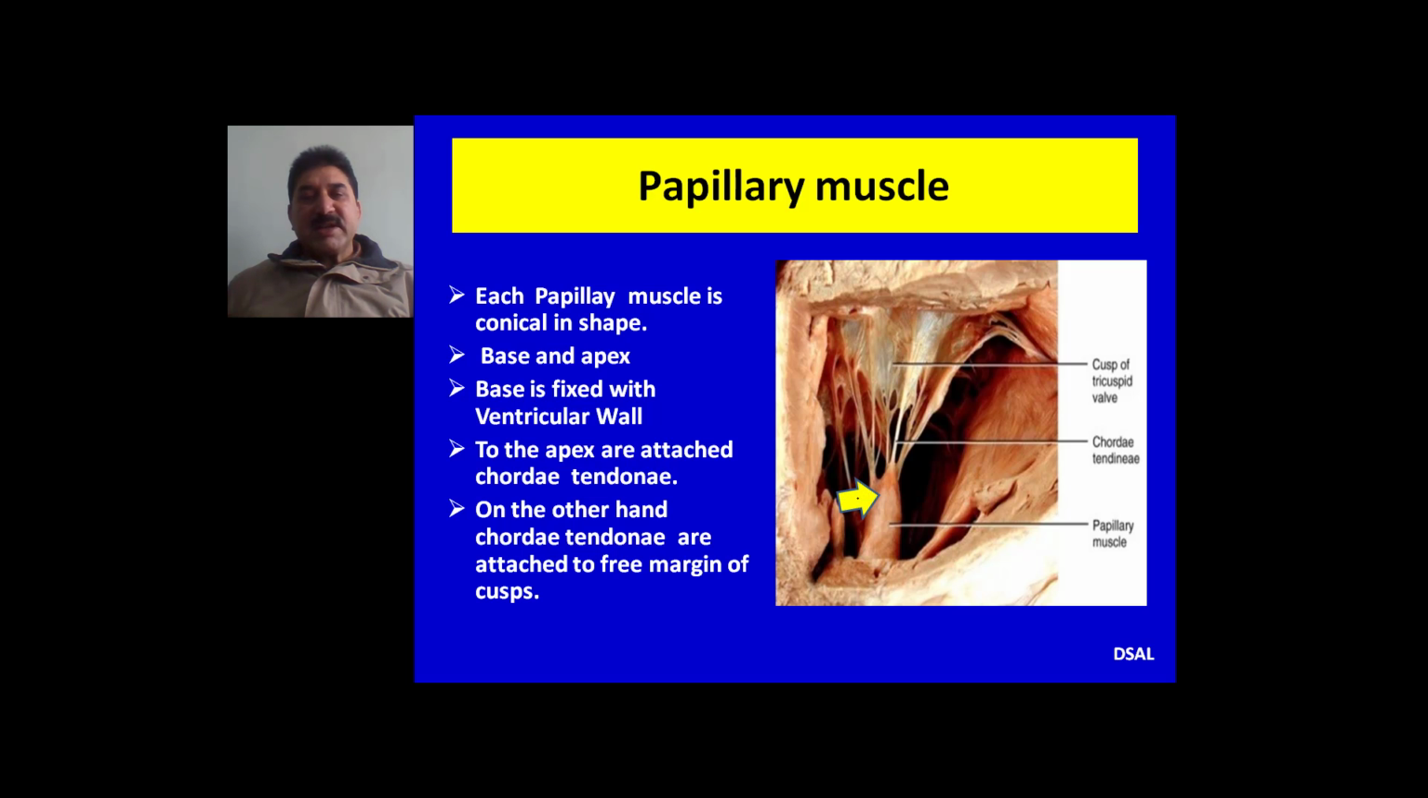As shown in this diagram, this is the anterior papillary muscle, which is attached to the anterior wall of the right ventricle. To its apex are attached chordae tendineae, which are fibrous bands stretching between the apex of the papillary muscle and the free margin of the cusp, as shown in this diagram.